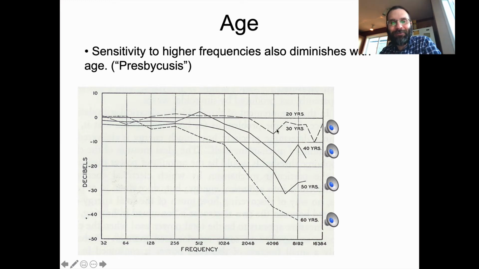Enjoy them while they last, because when you get up to 30, you start to lose some sensitivity to these higher frequencies. Someone, somewhere, wants a letter from you. At 40, it gets slightly worse. Someone, somewhere, wants a letter from you. And it keeps going. At 60. So a little bit less and less sensitive over time.